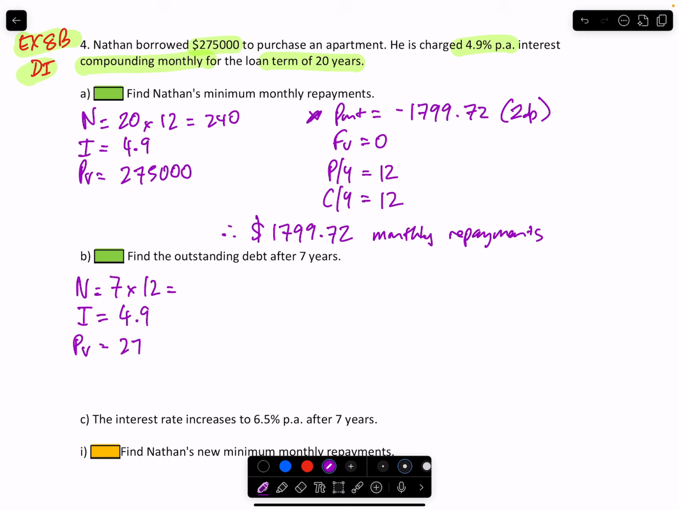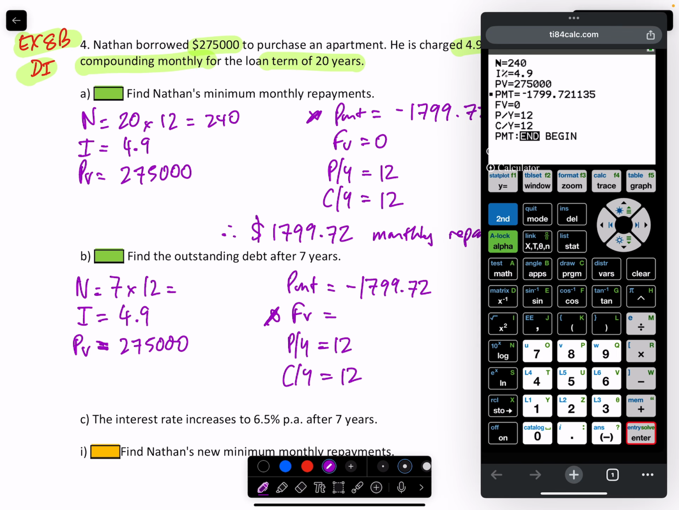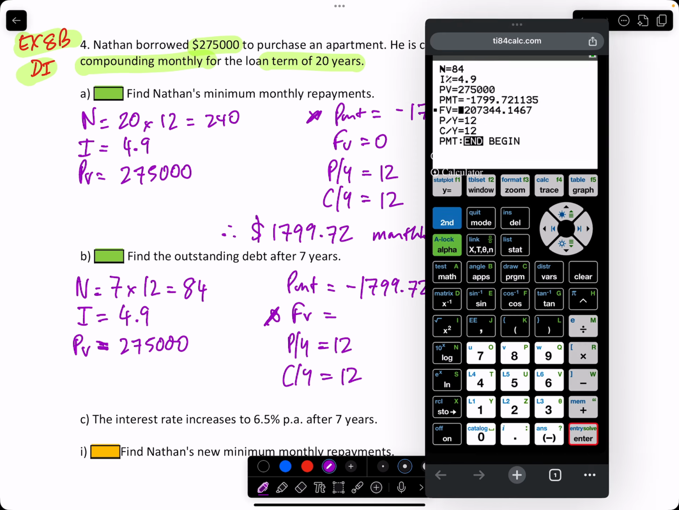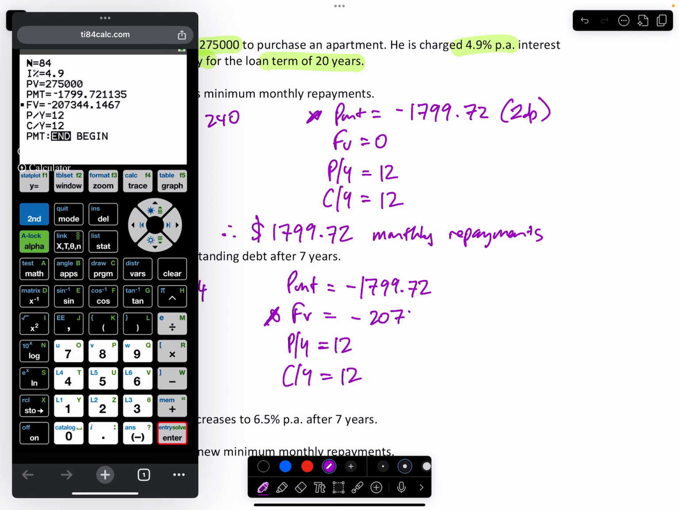PV, 275,000. Everything else is going to be the same. I'm paying off this loan as normal with these repayments that I worked out. But now I'm working out what happens to my debt, so solving for FV, when I've only been paying for 7 years. So it's not going to be 0, because that's not the full loan term. So 7 times by 12, that's 84. Solve for FV, alpha, enter. That tells me negative 207,344.15 to 2 decimal points.